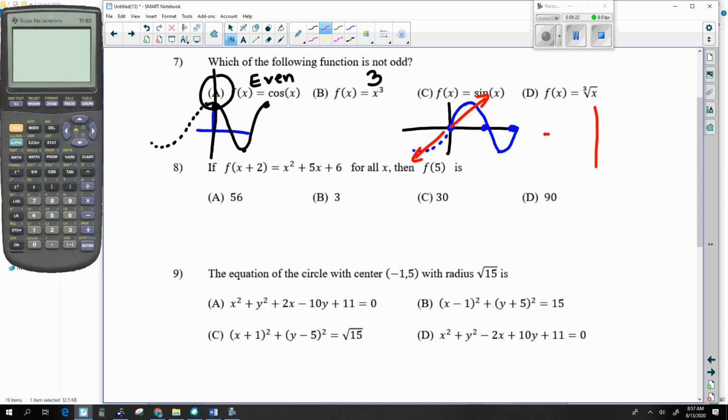And last but not least, we have third root, which is sideways disco. Again, you'll notice that the upper right is the same thing as the lower left. So that is indeed odd. So the only one that is not odd, again, is that option A.